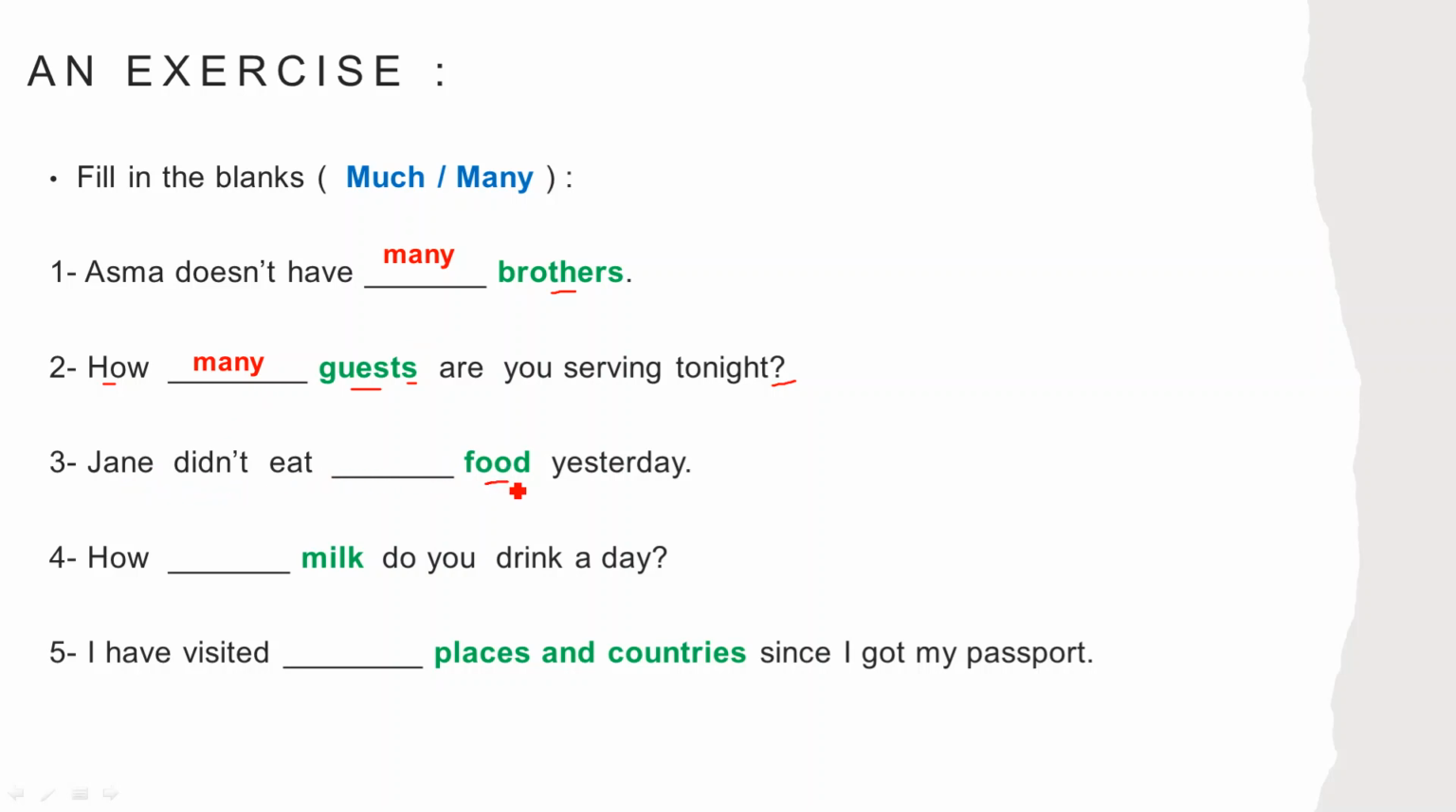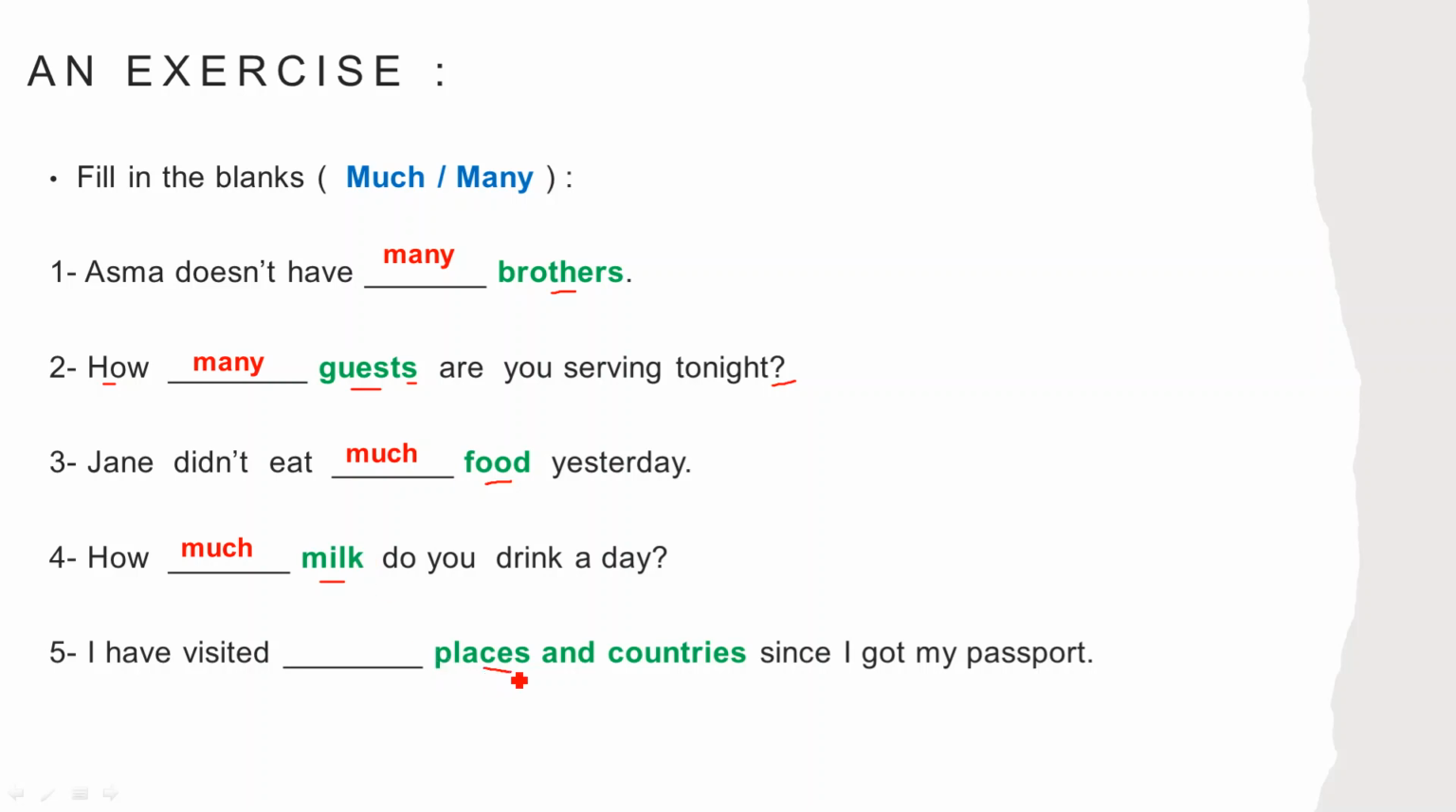Number 3, Jane didn't eat food yesterday. كلمة food, is it countable or uncountable? Of course it is uncountable, غير معدودة, وبالتالي we say much food. Okay, how milk do you drink a day? Milk, حليب. And we said previously that any kind of liquids it is uncountable. أي نوع من أنواع السوائل بيكون غير معدود، فبالتالي we say how much milk do you drink a day.